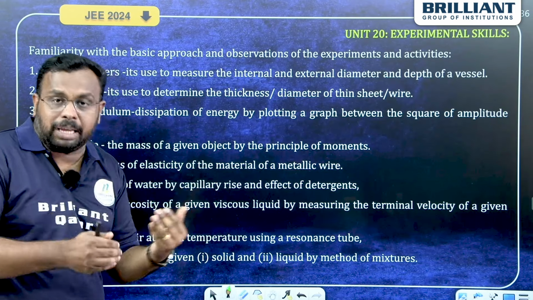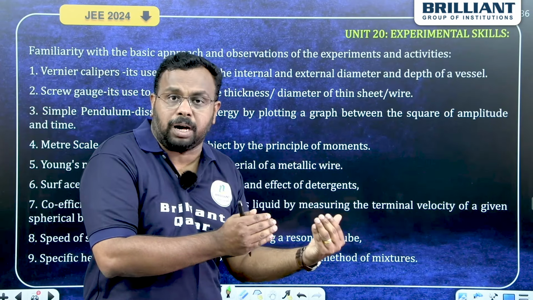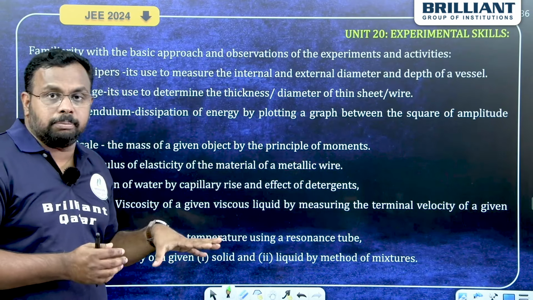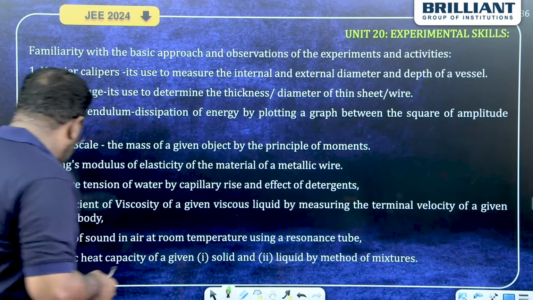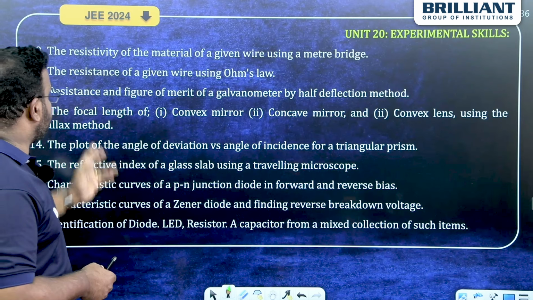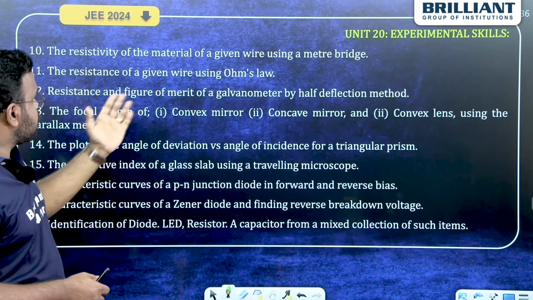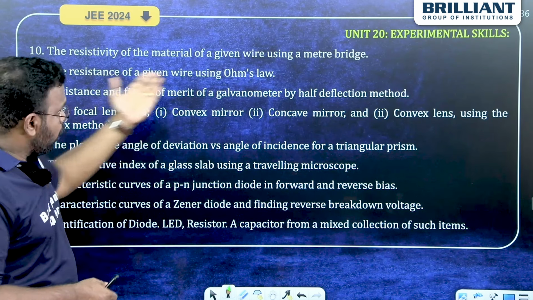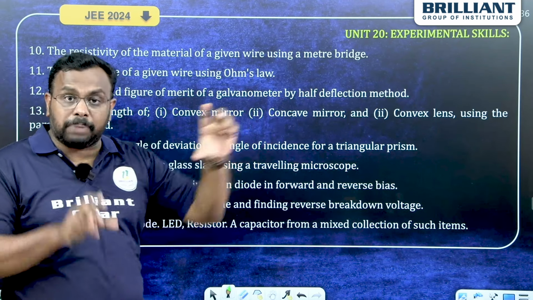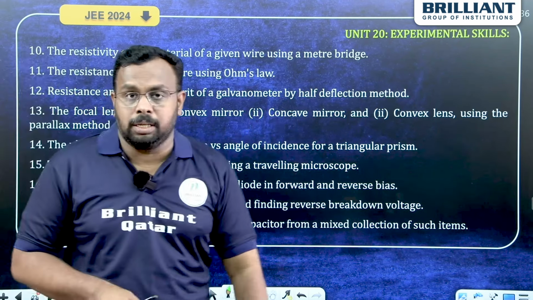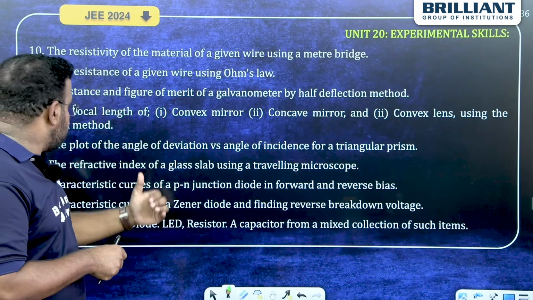The questions will be easy compared to the theory part, but you should have an idea. What are the things that we need to study? So many experiments have been given. Again, you can see the resistance and figure of merit of a galvanometer, Ohm's law, focal length of convex mirror, concave mirror, practical based. In practical, we are using some special formulas. So formula based questions will come.